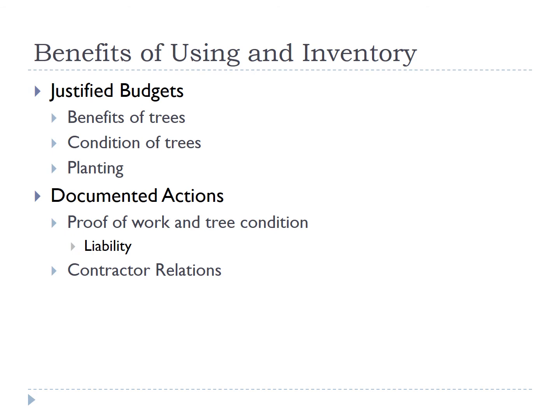The inventory also helps us document actions, and we've talked about this a little bit when it comes to liability and risk. If we have a tree that we've been working on or that's been identified as having a problem, and we have it scheduled and something happens before we're able to do that work, we have some kind of proof of our understanding of what's going on with that tree and our intent to manage it. It can show that we are maintaining things properly and doing our due diligence to maintain our urban forest.